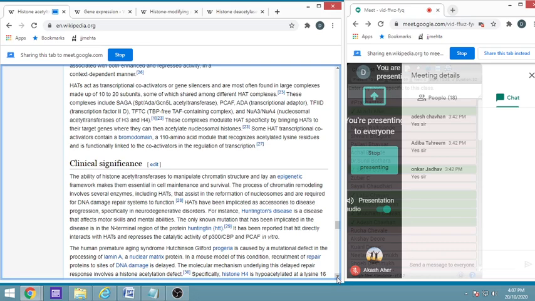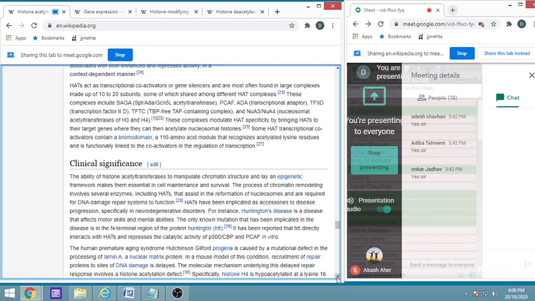This is to manipulate the chromatin structure, and it gives an epigenetic framework that makes them essential in cell maintenance and survival. The process of chromatin remodeling involves many enzymes, including these HATs, and we have seen all these enzymes. We have seen the methylation, the ubiquitination, and the other activity, phosphorylation. Many things are happening. Methionine is attached, so many such amino acids are attached. They are implicated as accessories to disease progression.